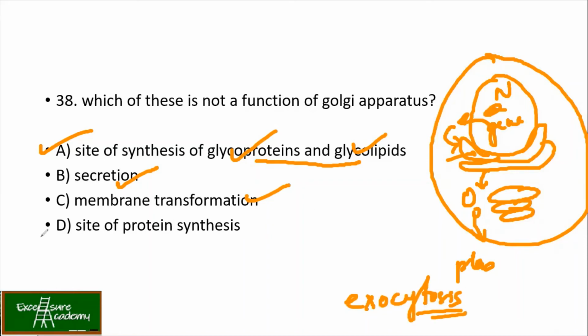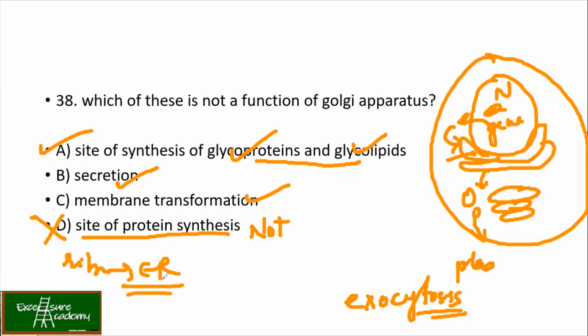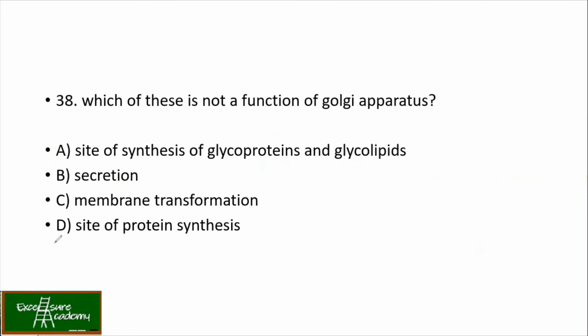Now we have option D, which says that it is the site for protein synthesis. So this is wrong, because the protein is made from the ribosomes and it goes to the ER. So the site of protein synthesis is the ER and not the Golgi. Hence option D is the answer for this question, that it is not a function of the Golgi apparatus.